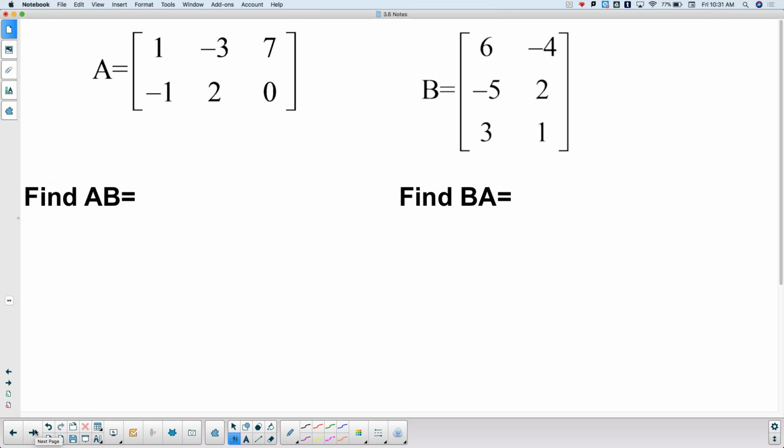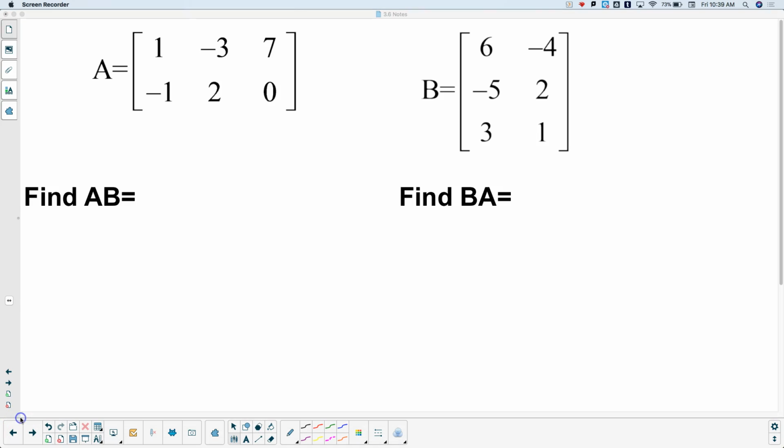Like last night's homework in the book, sometimes they will give you a list of different matrices, and then ask you to do different things with them. So what I'd like you to do now, I'll give you probably 10 minutes, is find what A times B is and what B times A is. How long does this take us?